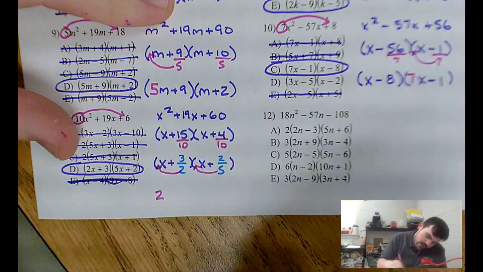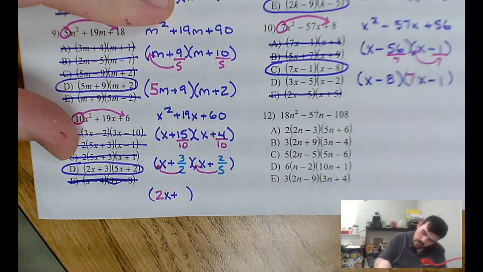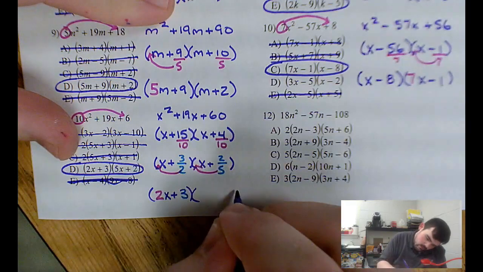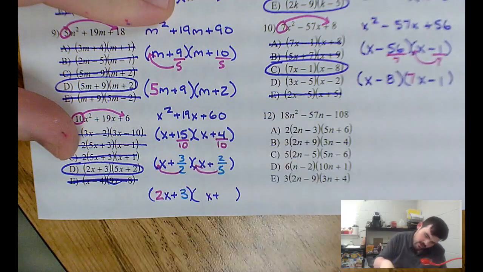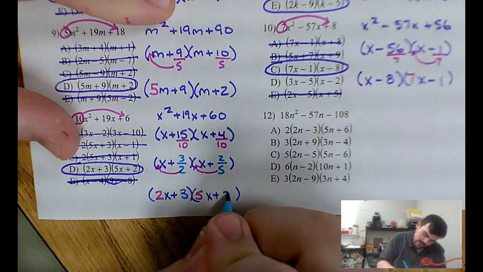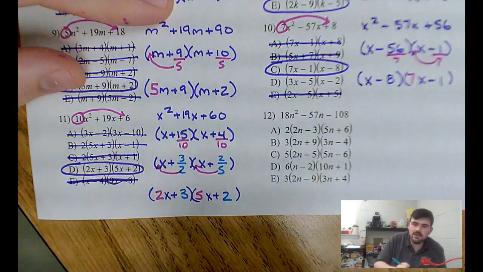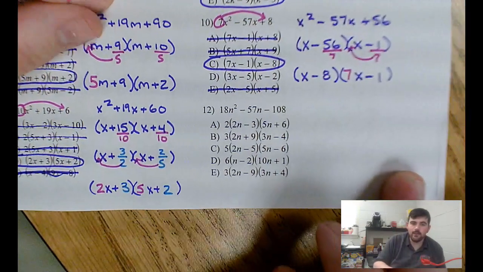That gives me 2x plus 3 as one of my factors, and 5x plus 2 as the other factor. 2x plus 3 and 5x plus 2. Hot dog, they even gave it to me in the same order that I got it.